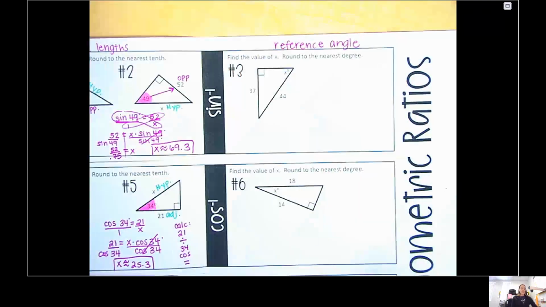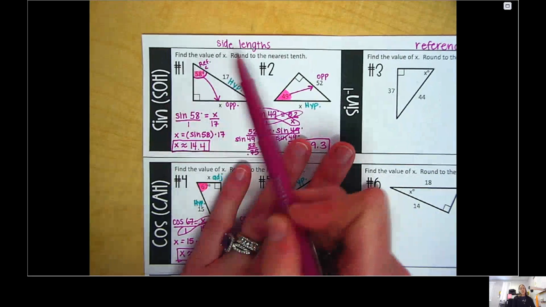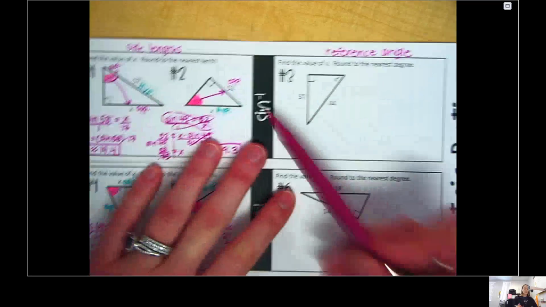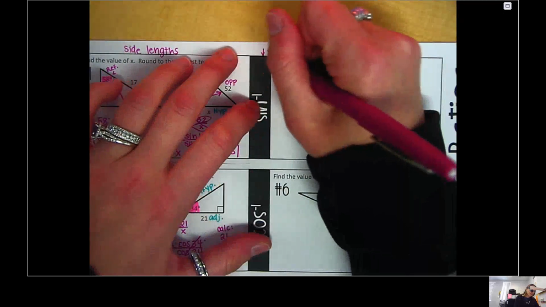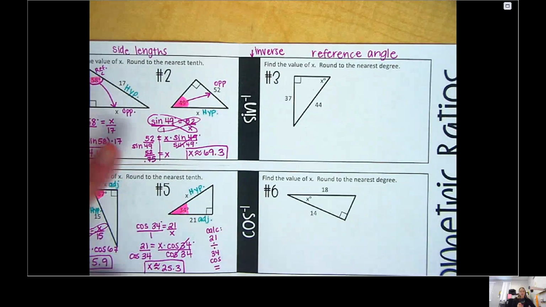So we use the little -1s when we're trying to find the angles. We'll use the regular sine, cosine, tangent when we're trying to solve for the side lengths. These are called the inverses. So when I say the inverse sine, I mean the sine with the little -1 next to it. Okay, so let's give these ones a try.